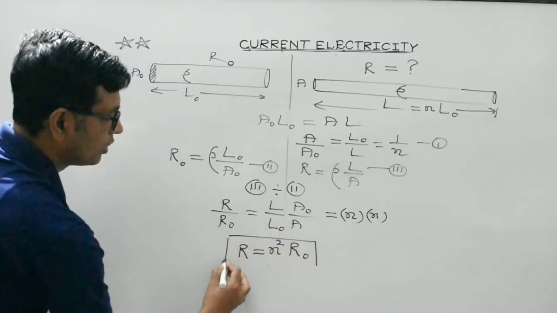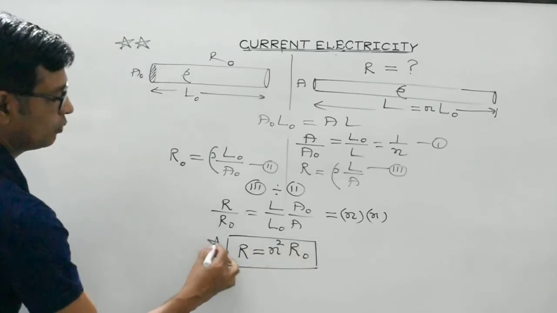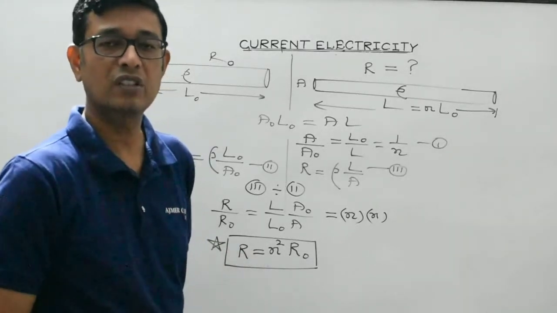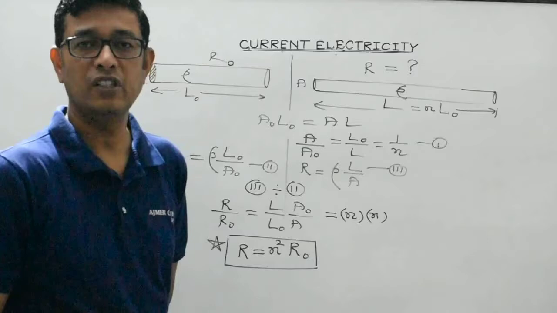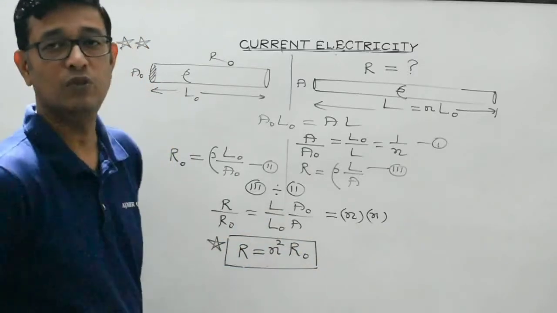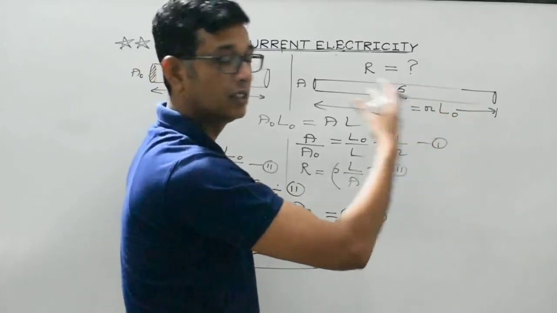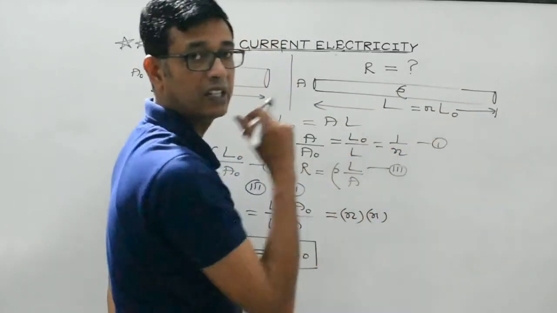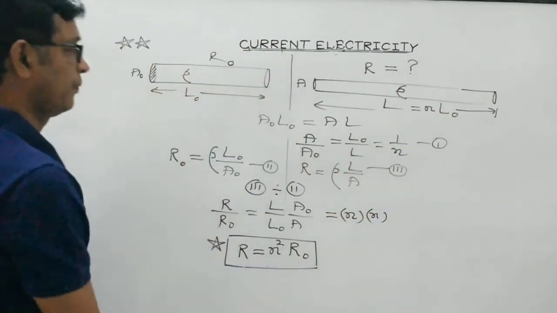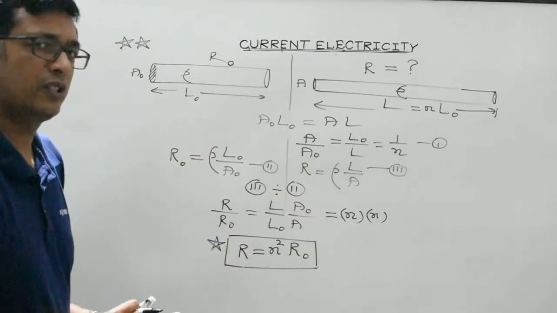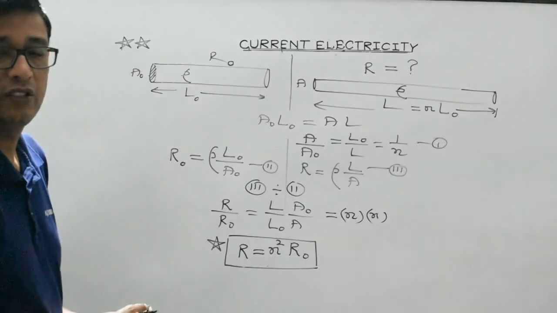This is, students, a very, very important formula, which we can make use of in MCQs, multiple choice questions, and in various competitive examinations. You can directly make use of this particular formula, right? N is the number of times the wire is stretched or compressed. So, we have derived this particular formula. Now let's make use of this formula in solving such questions.